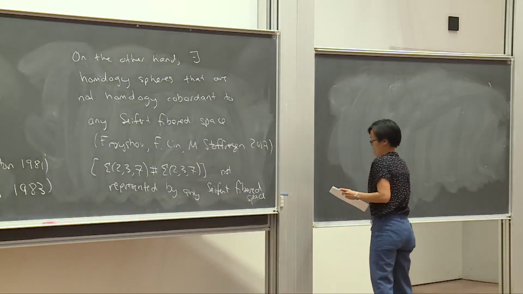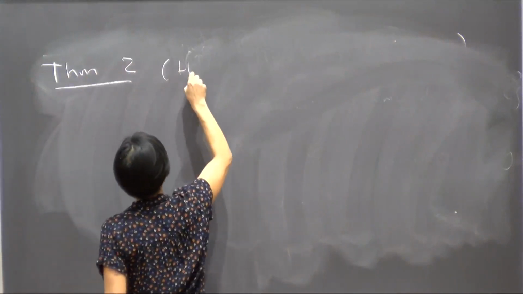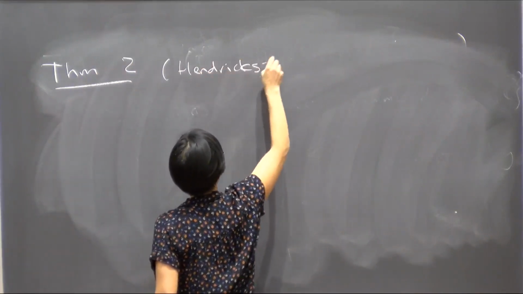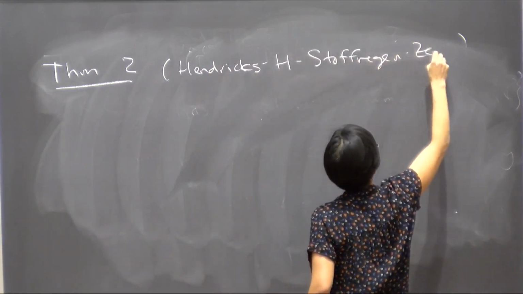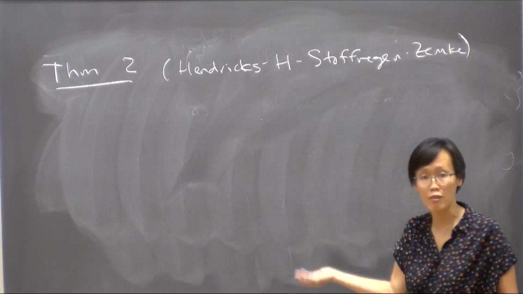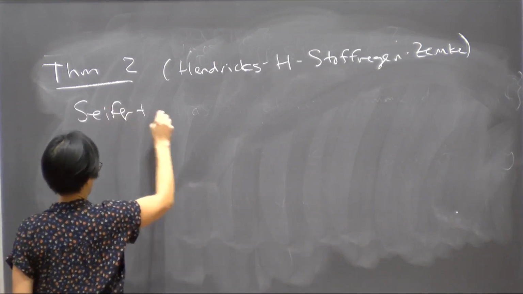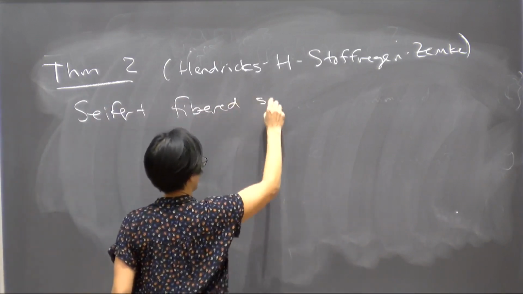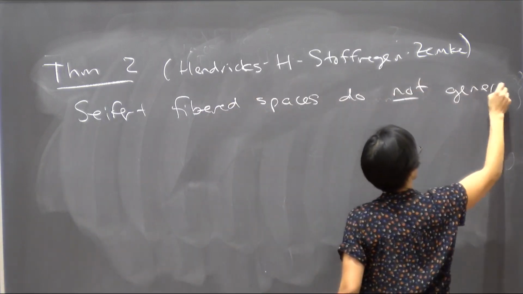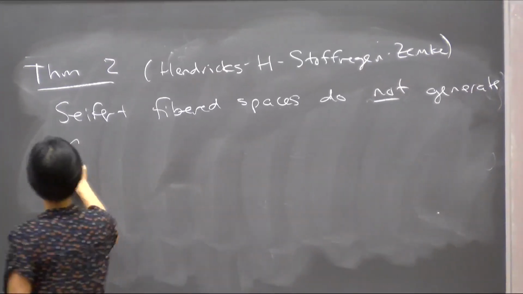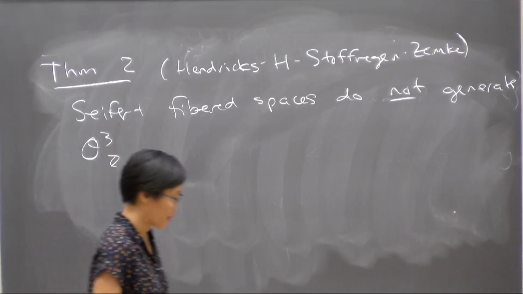So the theorem, which is joint with Kristen Hendricks, Matt Stoffregen, and Ian Zemke, is that Seifert fibered spaces do not generate the homology cobordism group. In fact, they really don't generate the homology cobordism group. So what do we mean by that?